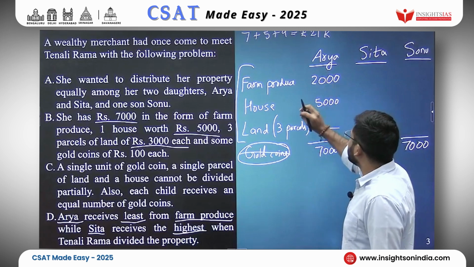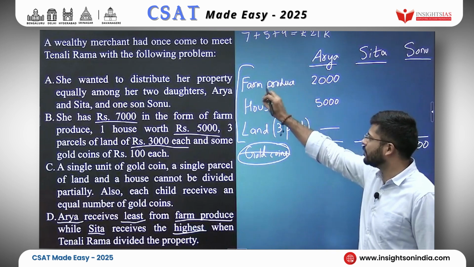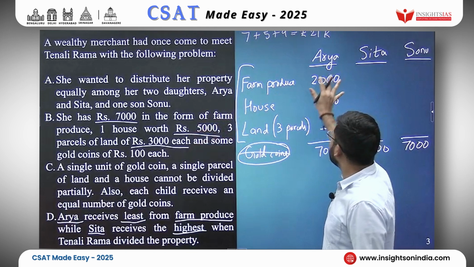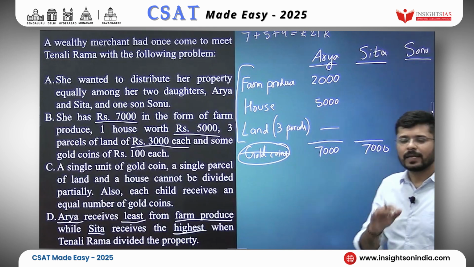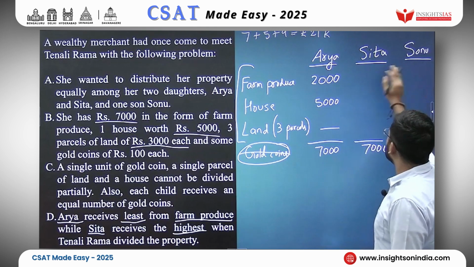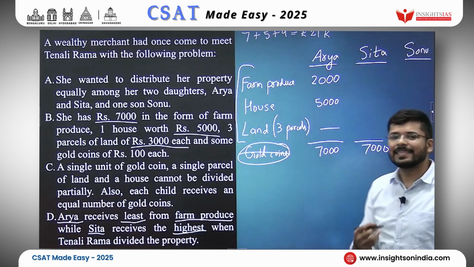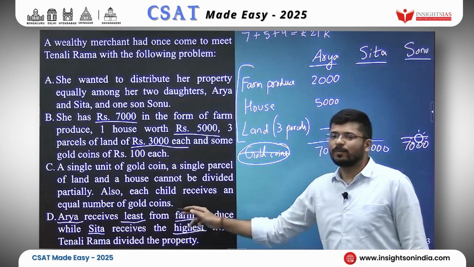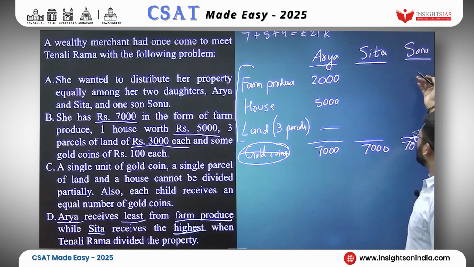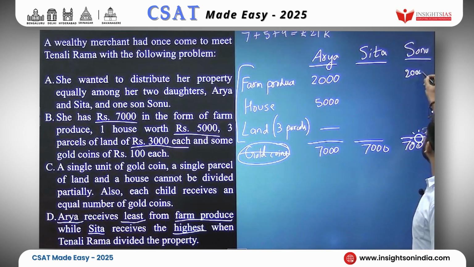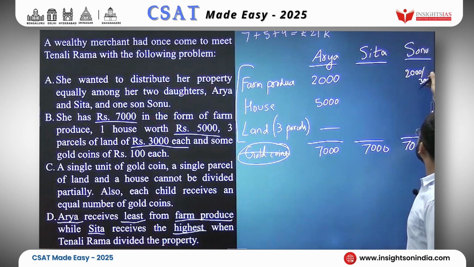Next, Arya receives least from farm produce. Okay. If Arya received 2,000 in the form of farm produce, how much is left? 5,000 of the farm produce is left, because the total of farm produce is worth 7,000. If she took 2,000 of it, ultimately 5,000 is left. And we need to divide it between these 2, right? We cannot give Sonu anything less than 2,000, because Arya received least from farm produce. So Sonu should get more than 2,000. So what is the only option for Sonu? One is 2,000 or 3,000. So 2,000 is not possible.